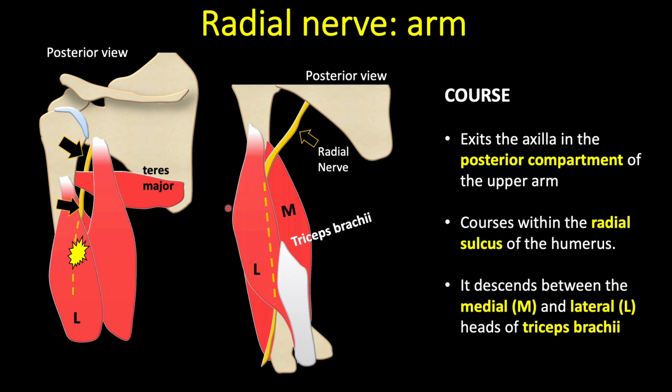In the upper arm, it courses lateral to the long head of the triceps brachii and then descends between the medial head and the lateral head of the triceps brachii muscle.